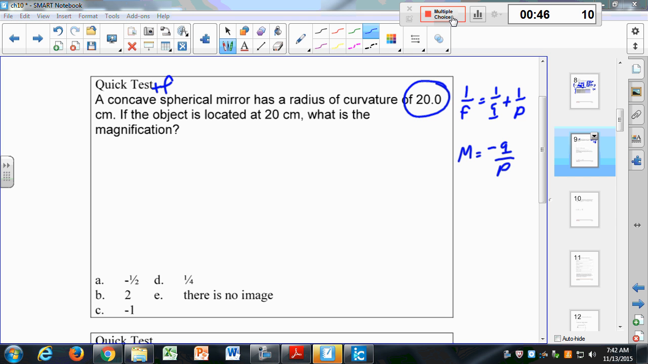What's the focal length of this mirror? It's not 20. What is it? It's 10. The focal length is half the radius of curvature, so the focal length is positive 10. What is the object distance? The object distance is 20 centimeters. So in order to find the magnification, I also need to find q. We don't know q, so you need to find q, and then when you find q, you can solve for the magnification.